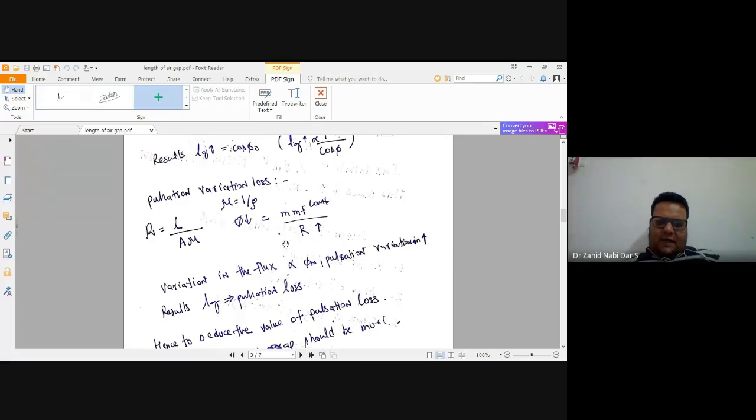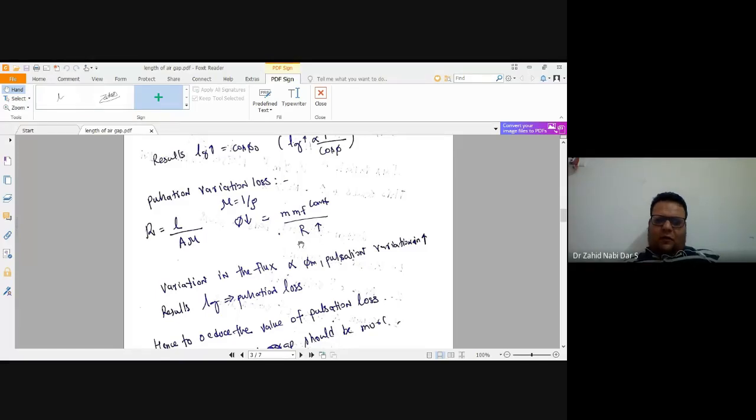Now your flux is MMF by reluctance, because the voltage is equal to I into R, so this is nothing but V by R equal to current. This is the magnetic equivalent of an electrical network. Now if you are reducing the flux with MMF kept constant, you have to increase your reluctance.